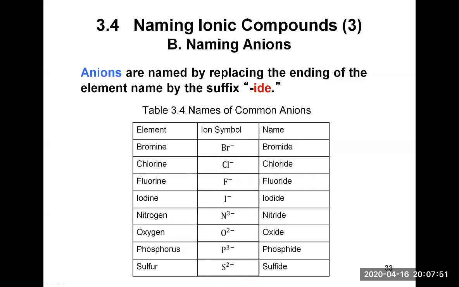Then there is nitrogen: N3- is the nitride ion. Oxygen makes the ion O2-, the oxide ion. Phosphorus, P3- is the phosphide ion. And sulfur, S2- is the sulfide ion. It's important you recognize these names: sulfide, phosphide, oxide, and nitride. All of them are used a lot, so be familiar with these names.